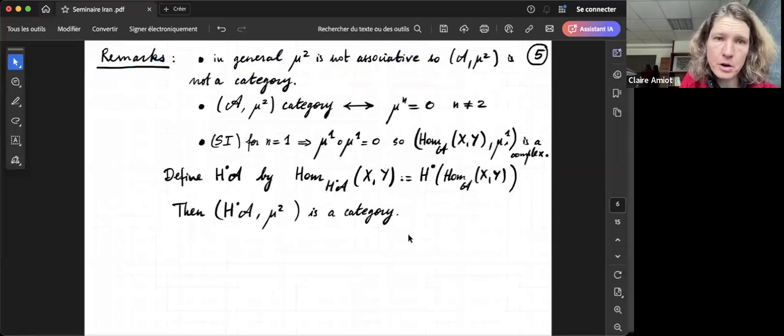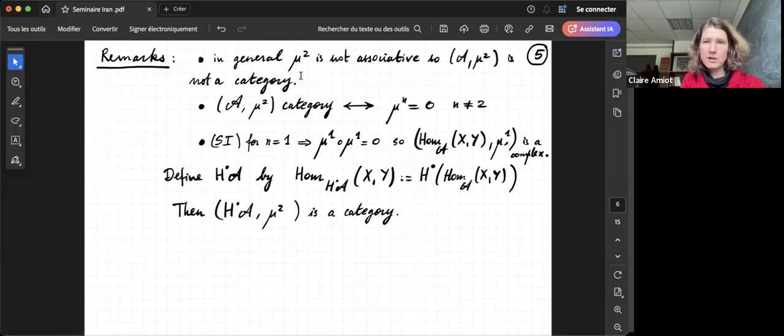The first remark is that we can consider mu2. You are given two composable morphisms, and you associate a morphism between x0 and x2. It's like a usual composition, but it's not associative in general. So in fact, an A infinity category is not a category. It's not associative.